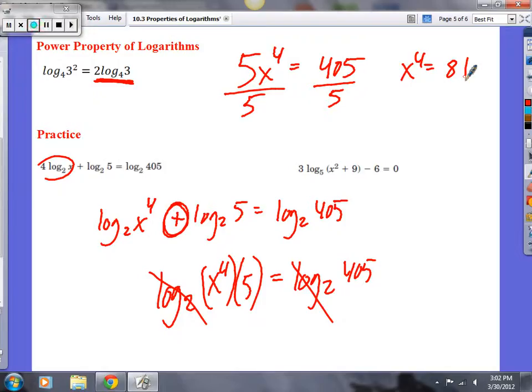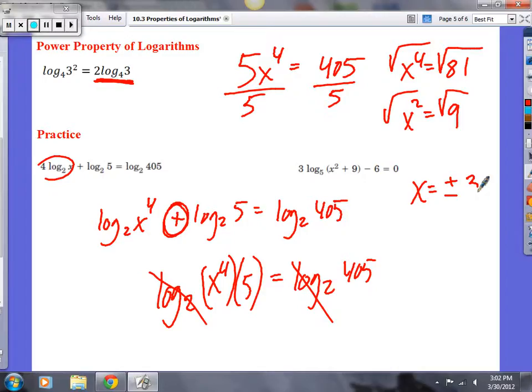And kind of a cool trick right here. If you notice, 81 is a perfect square. If we do the square root of 81 and the square root of x to the 4th, we're going to have x squared equals 9. And if we do it again, square root, the only thing you need to remember is there's going to be 2 roots. There's going to be a plus or minus 3. So our answer is going to be x equals 3 or negative 3.